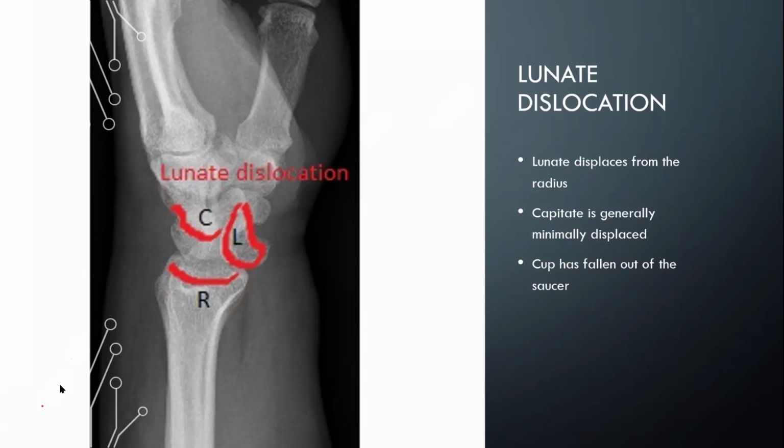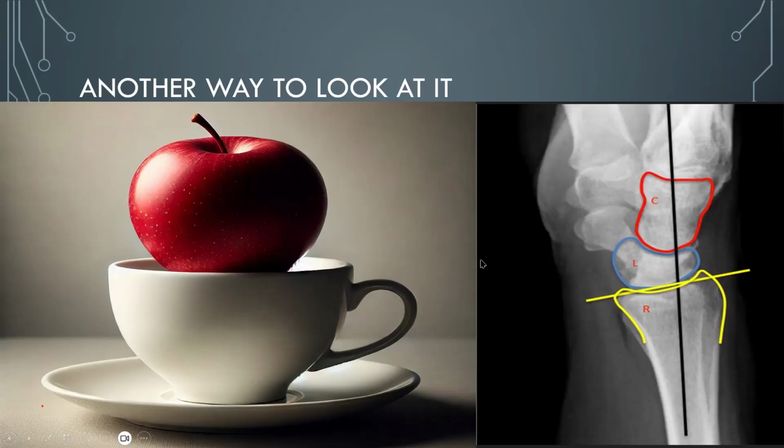Sorry about that. So when I say go back one, what I mean is when we talk about a lunate dislocation, what we mean is that the lunate is no longer in contact with the radius. In other words, the cup has fallen out of the saucer. Now, there's two things that can happen when the cup falls out of the saucer. The apple can remain within the cup, or the apple can remain within the area of the saucer, if I could put it that way.